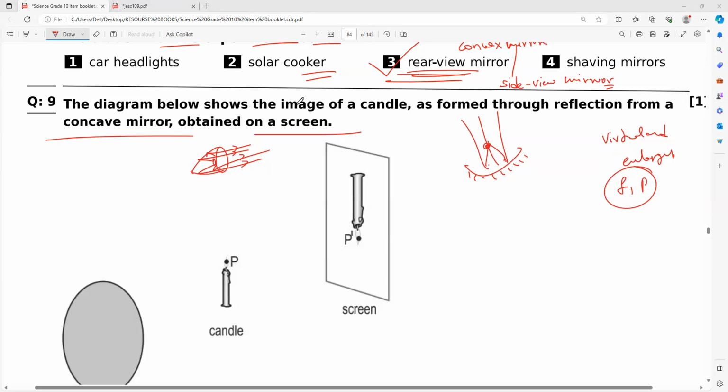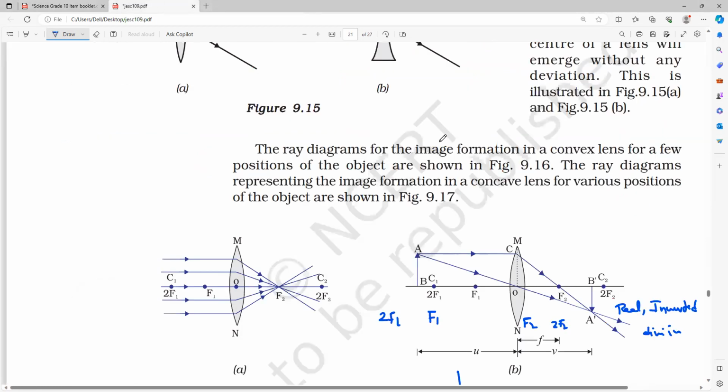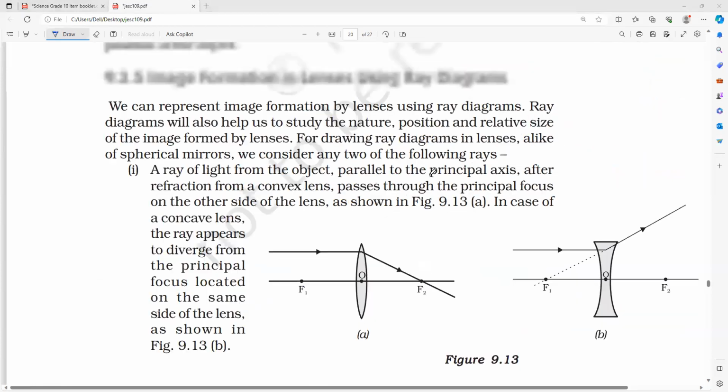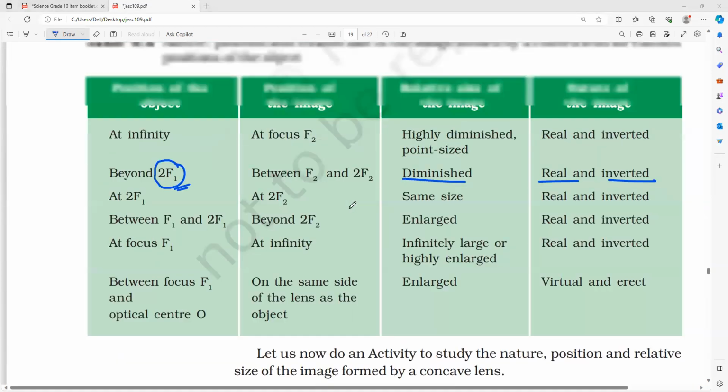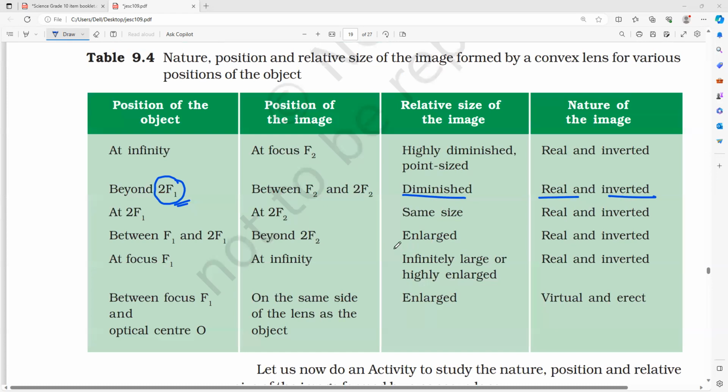So what are you depicting? Real, inverted and magnified image. Which case? Just now we studied. Real, inverted and enlarged image. What is that? Object is between F1 and 2F1. So where will the image form? Image will form beyond 2F2.